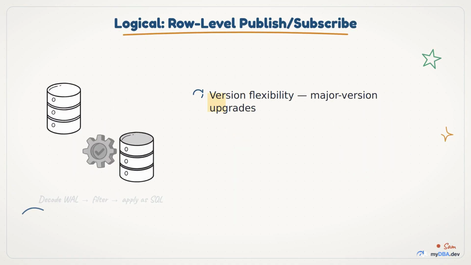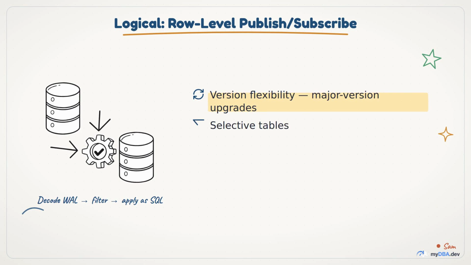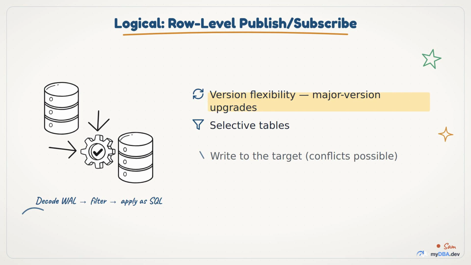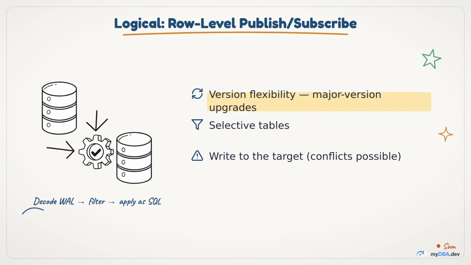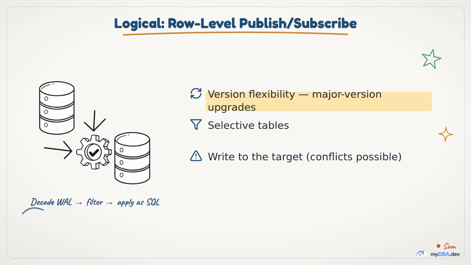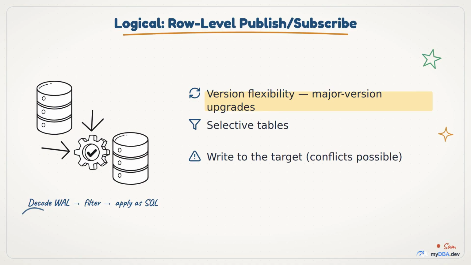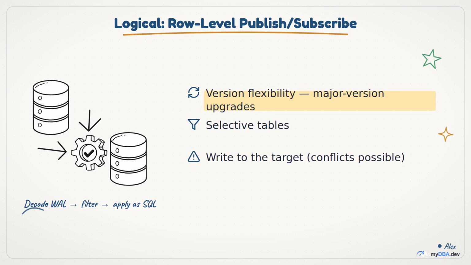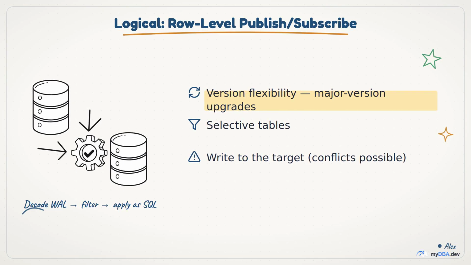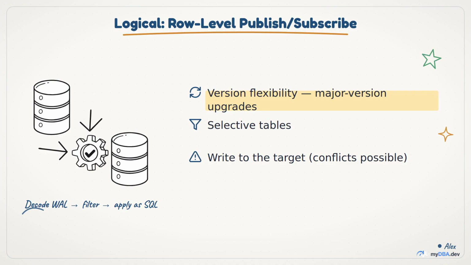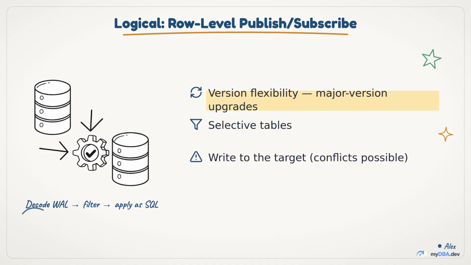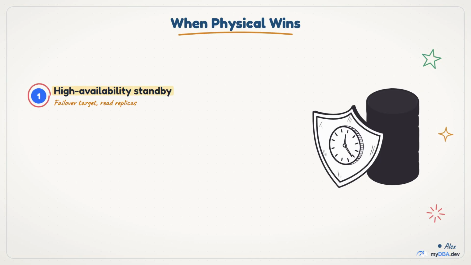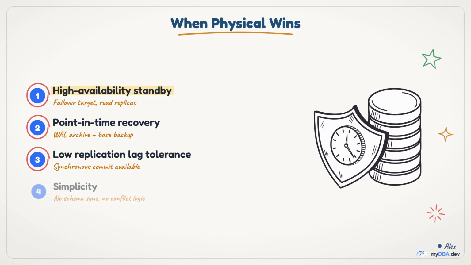Logical replication decodes WAL into row changes, then applies them as SQL on the subscriber. That opens up three big wins. You can replicate across major versions, you can pick specific tables, and the subscriber isn't stuck in read-only mode. That last one's a double-edged sword, though. You can write to the target, which is great for consolidation or multi-master patterns, but now you're responsible for handling conflicts yourself.